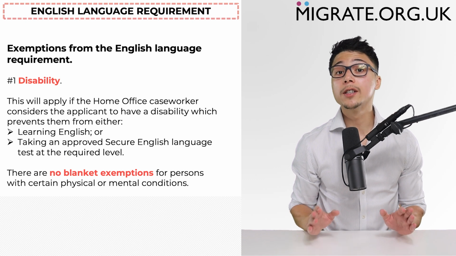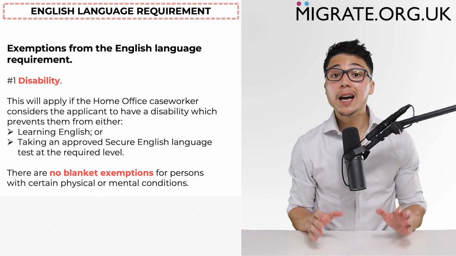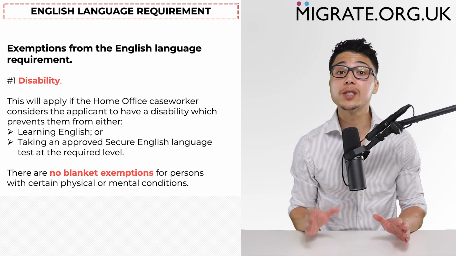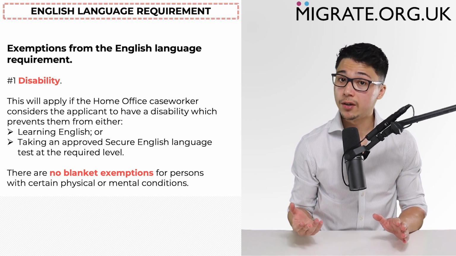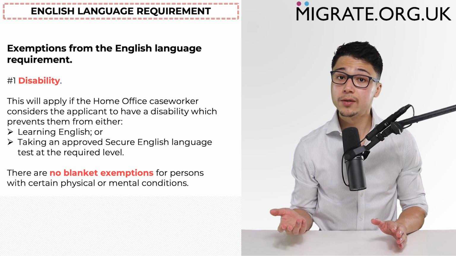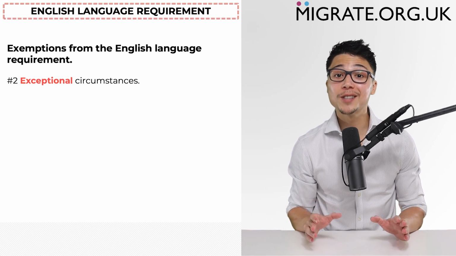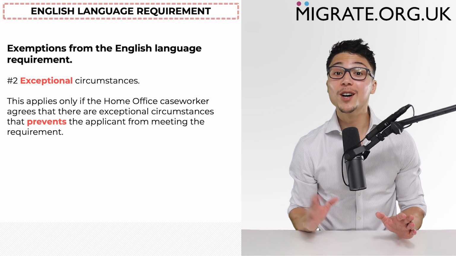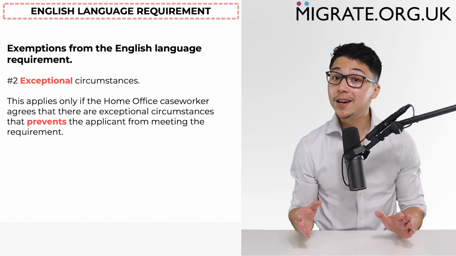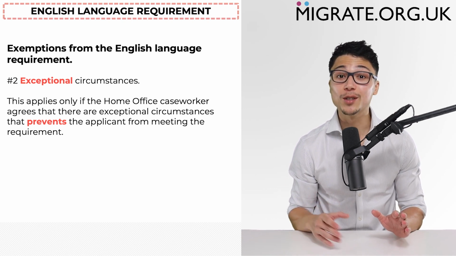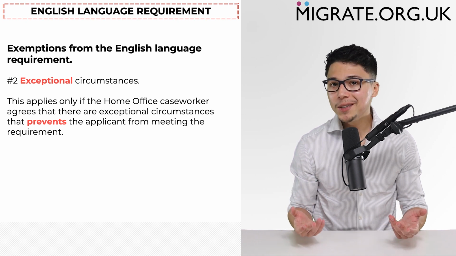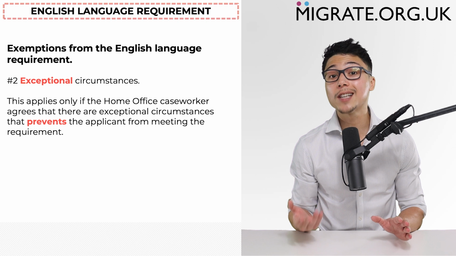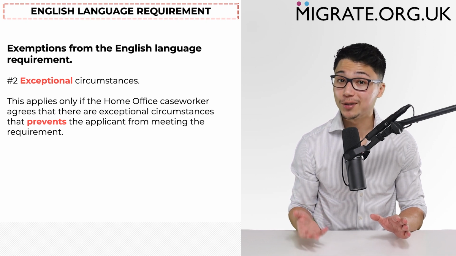There are no blanket exemptions. With this being said, if the applicant is deaf, is a person without speech, or has a speech impediment which limits their ability to communicate in English, the exemption will likely be granted. The second exemption is the exceptional circumstances exemption. This applies only if the Home Office caseworker agrees that there's exceptional circumstances that prevents the applicant from meeting the requirement. Most commonly, this exemption is inquired about when there are no Home Office approved English language test centres in the applicant's country of residence.